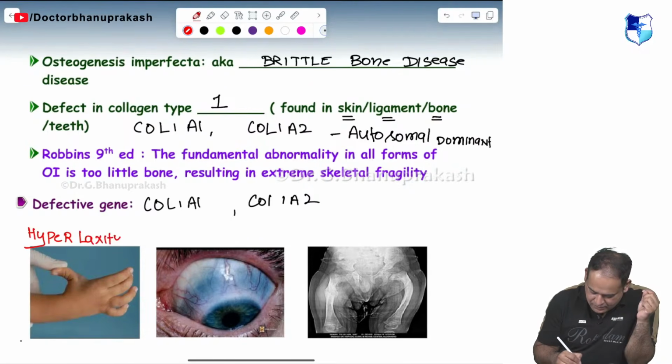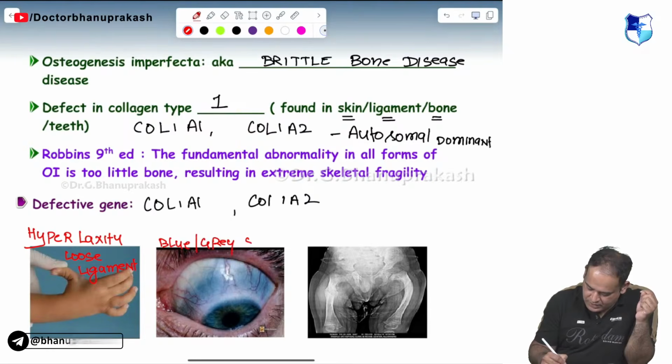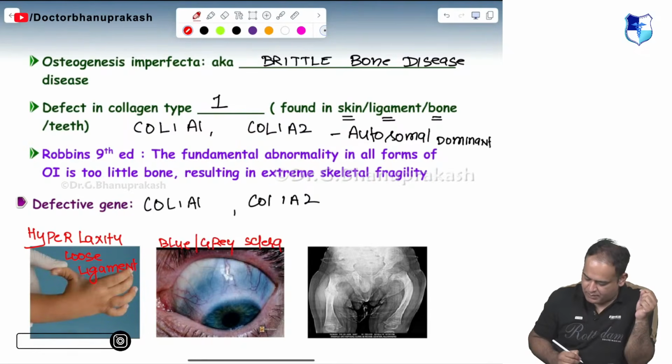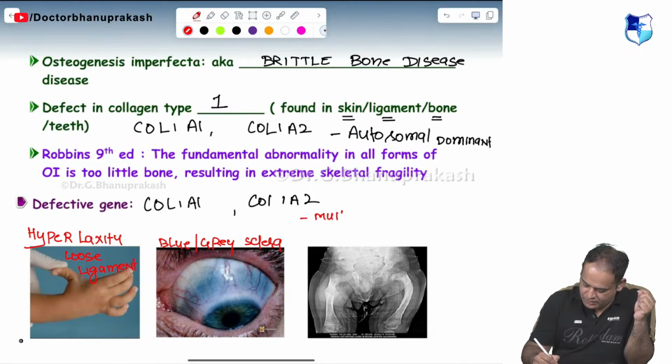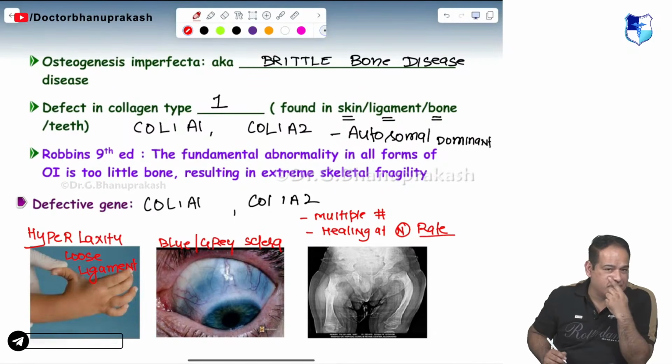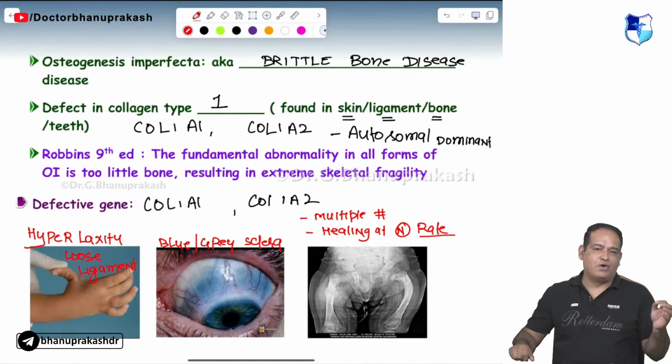Hyperlaxity. That means loose ligaments. Fine. Blue or gray sclera. Multiple fractures, but healing at normal rate.